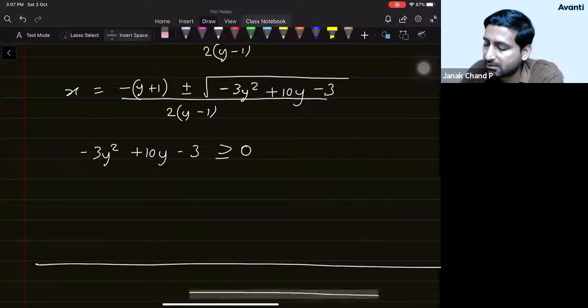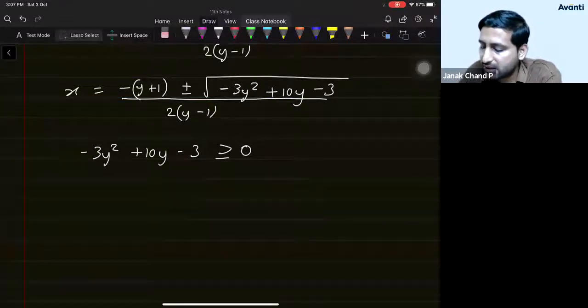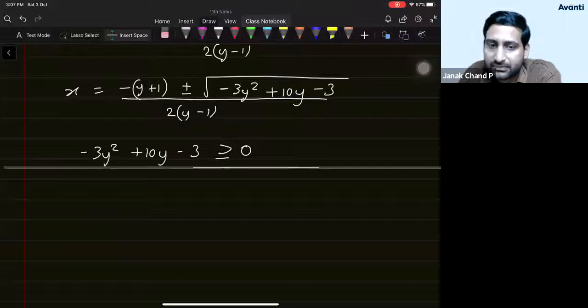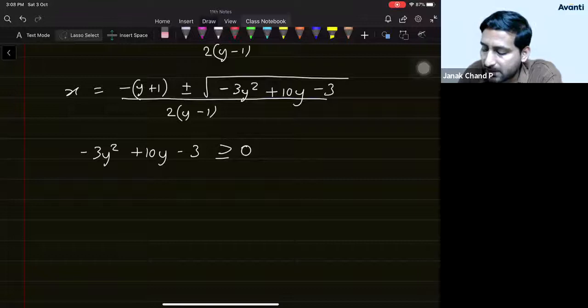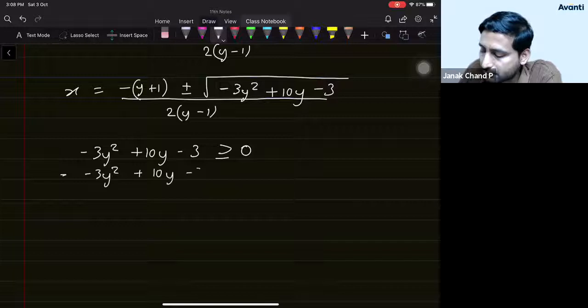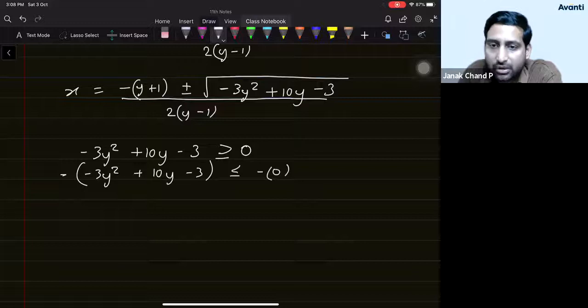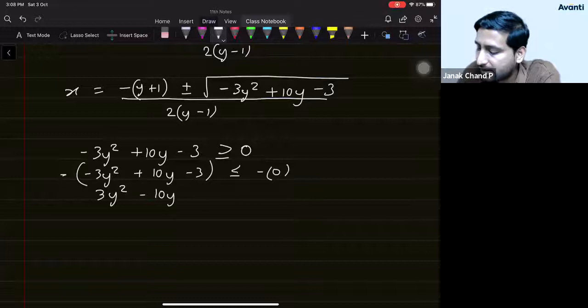Let us just solve this. This is a quadratic inequality student. You can solve this by the wavy curve method. Okay. So if you try to factorize this, first thing I will do students, I will multiply minus 1 on both the sides to get rid of this double minus. If I multiply minus on both the sides, I hope you remember that the inequality reverses. Then this will be 3y square minus 10y plus 3 less than or equal to 0, right? Minus into 0 is 0.